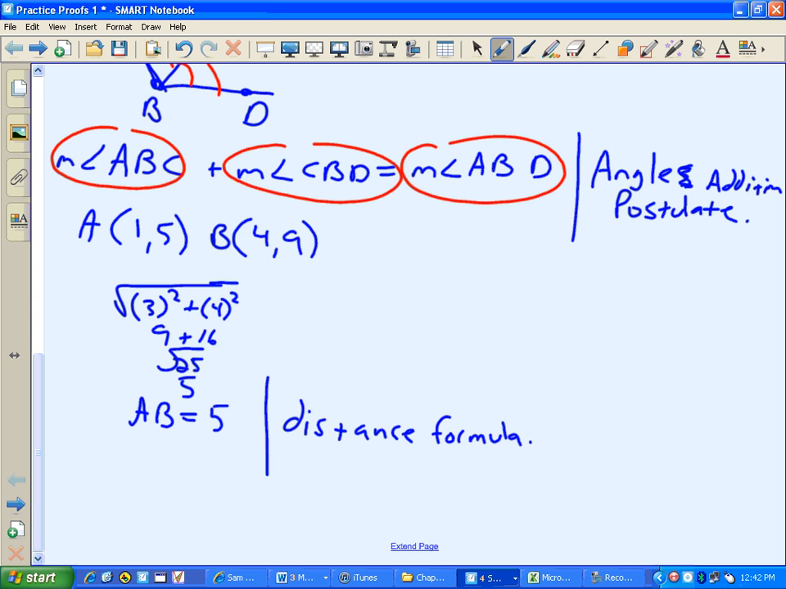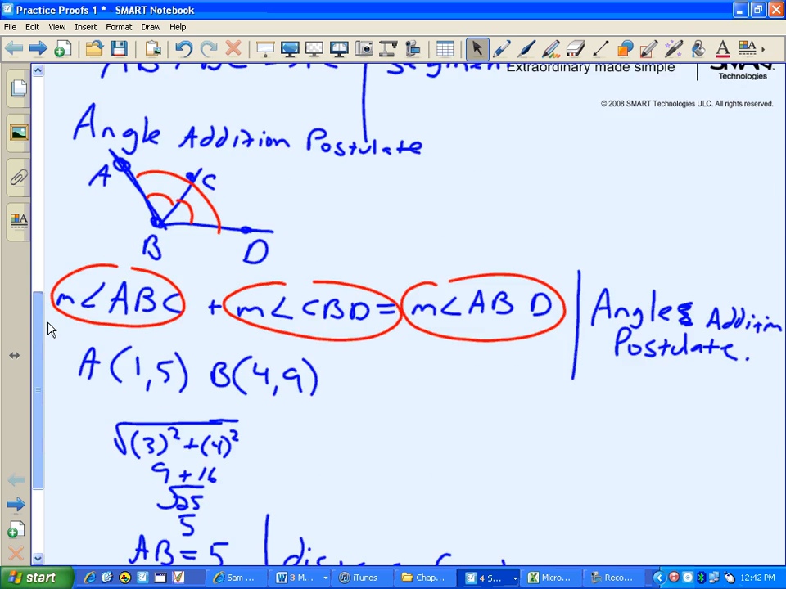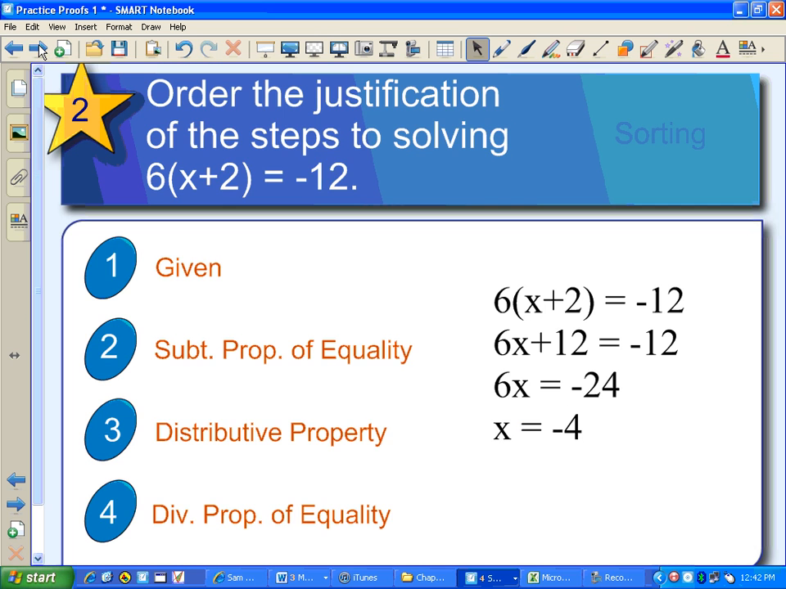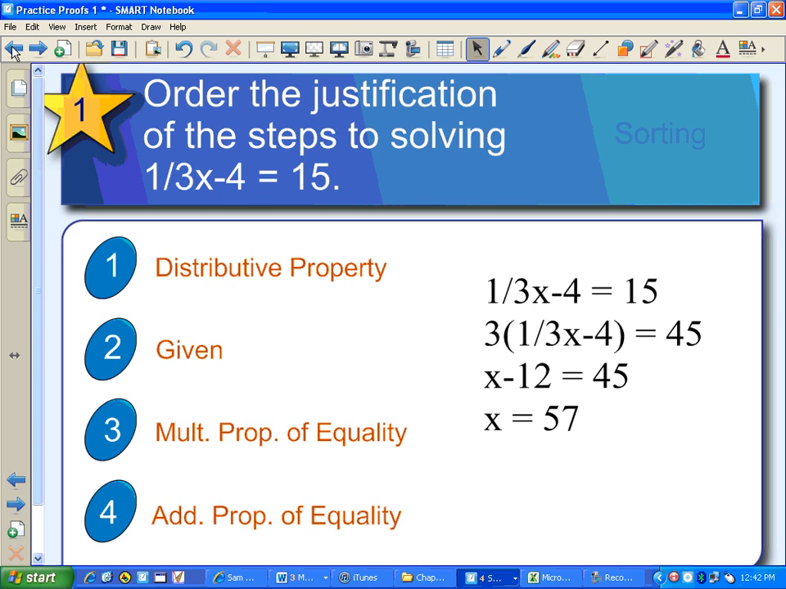Any algebra properties that we've used on the previous lesson, you're allowed to use also. So these are just examples of things that you can use in your proofs. We're going to go through some proofs. These first ones I'm just going to start by matching these reasons to my statements.